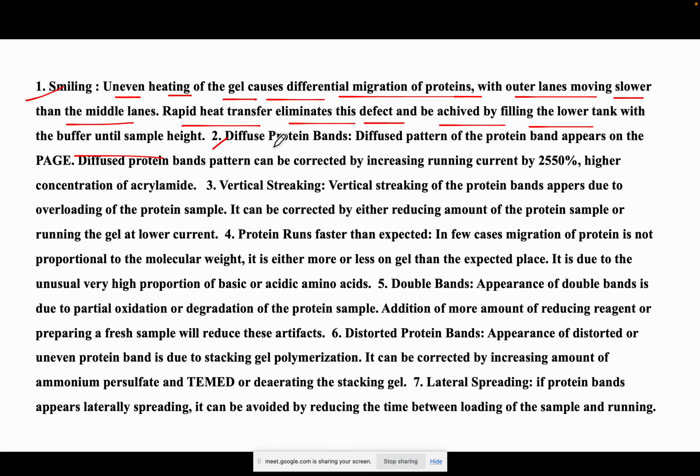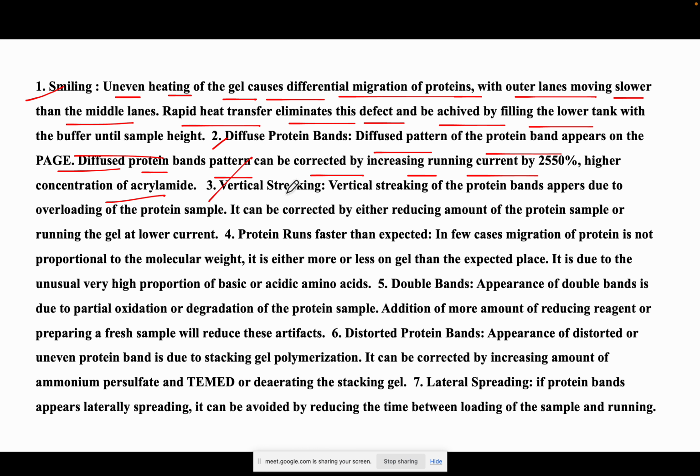Now the second thing is diffuse protein bands. A diffuse pattern of the band appears on the gel. Diffuse protein bands can be corrected by increasing the running current by some percentage, or using a higher concentration of acrylamide. If you see diffuse protein bands, meaning the bands are diffusing from the gel, then you can increase the concentration of acrylamide, or you can increase the running current.